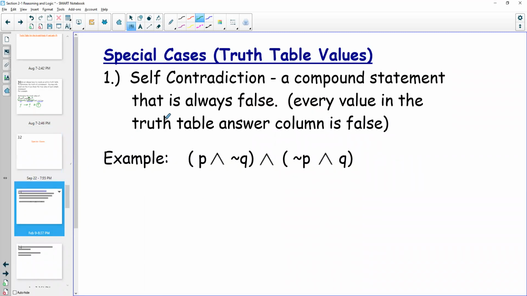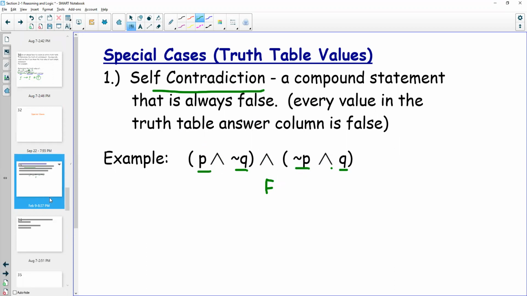So in special cases, one of the things that happens is a self-contradiction. It's a compound statement that's false no matter what you do. So if this is true and this is false, and this is false, and this is true because they're opposites, and they're all ANDs, no matter which way I slice this, this has to come out to be false. That's a self-contradiction, okay?